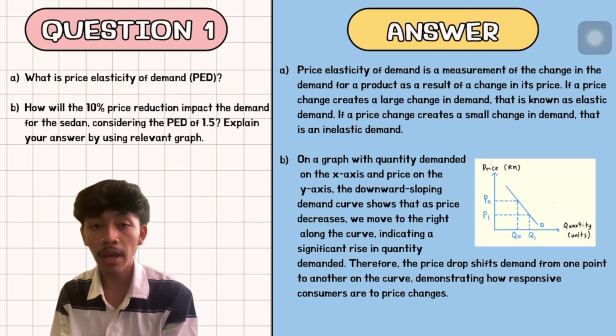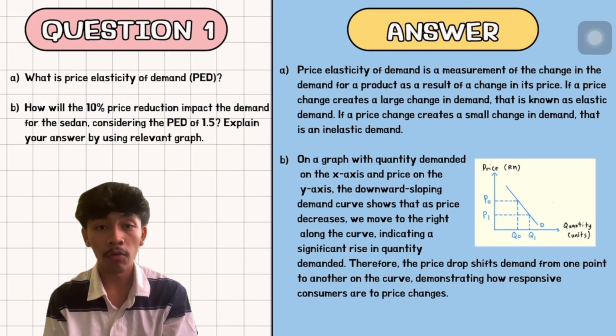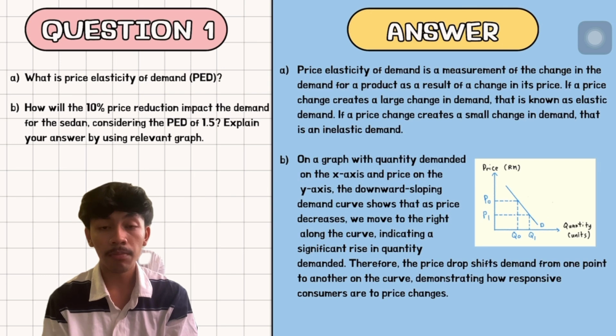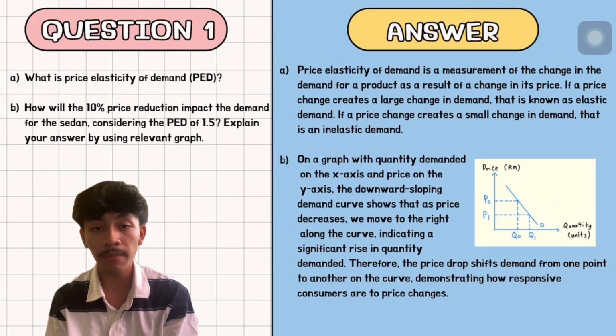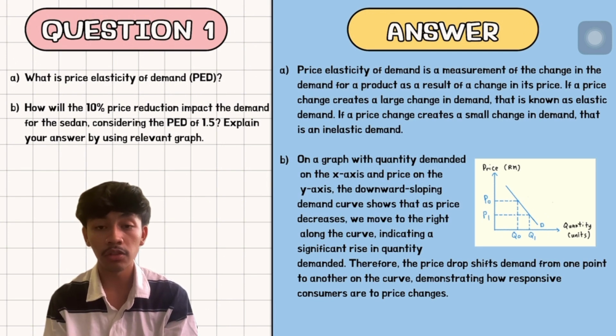For question 1A, what is price elasticity of demand? Price elasticity of demand measures how much the quantity demanded of a product changes in response to a change in its price. If a price change leads to a large change in demand, it is called elastic demand, which means price elasticity of demand is more than 1. However, if a price change leads to a small change in demand, it is called inelastic demand, which means price elasticity of demand is lower than 1. Since the price elasticity of demand of the sedan is 1.5, we can conclude that its demand is elastic.